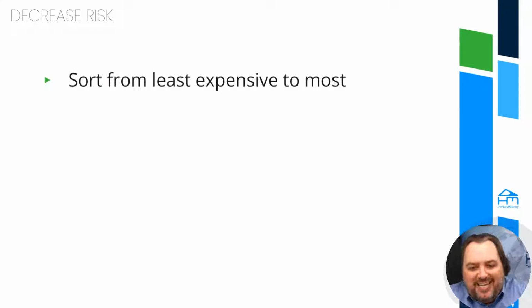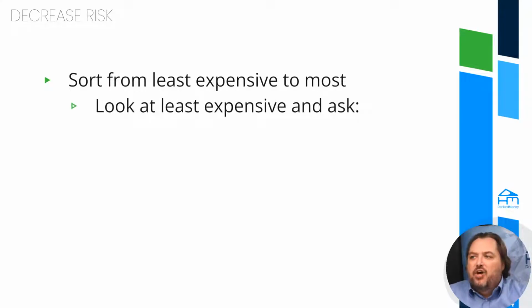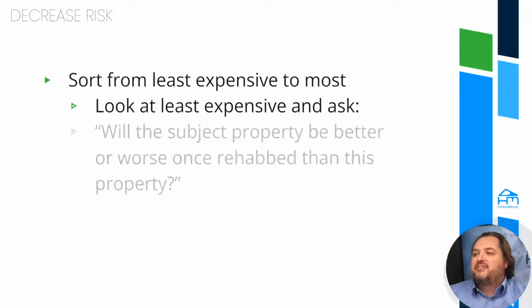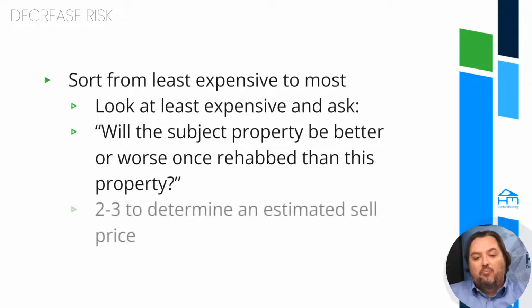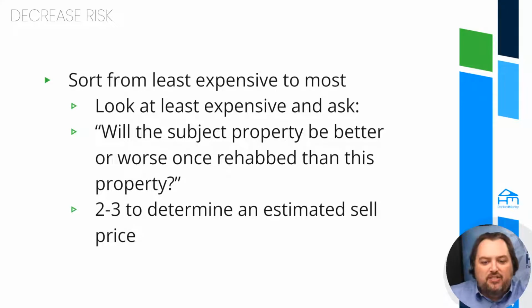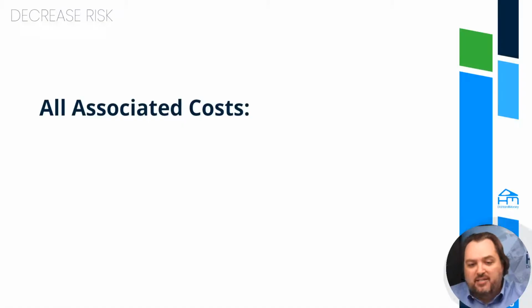We're going to sort from least expensive to most expensive. We're going to look at the least expensive and ask ourselves, will the subject property be better or worse than our property? We want 2 to 3 to determine an estimated sell price of the comparables. That's what we're looking for.